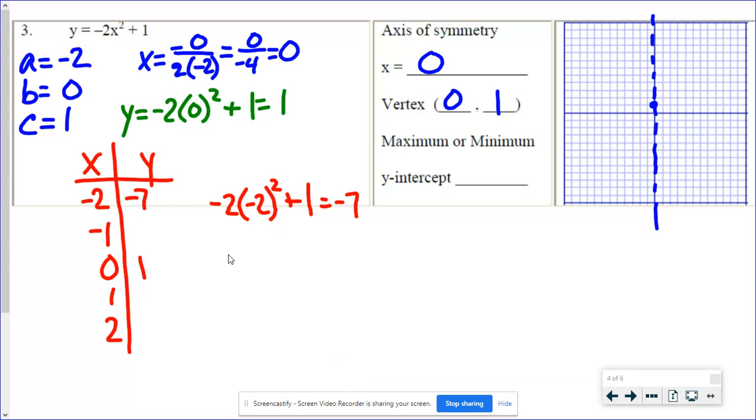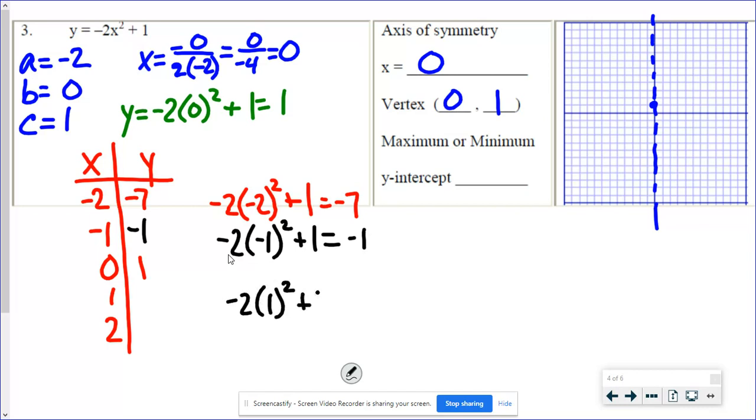Again, let me alternate colors maybe to make this easier to see. Negative 2 times the negative 1 squared. So negative 1 squared is 1 times negative 2 is negative 2. Negative 2 plus 1 is a negative 1. When I put in a positive 1, nothing's going to change. I'll have negative 2 times 1 squared. Well, 1 squared is 1 times negative 2 is negative 2. Negative 2 plus 1 is negative 1.